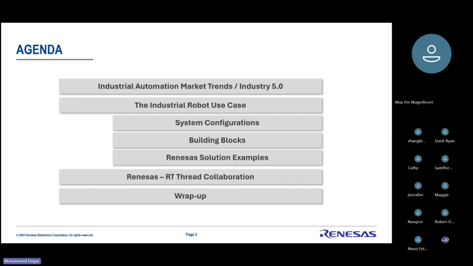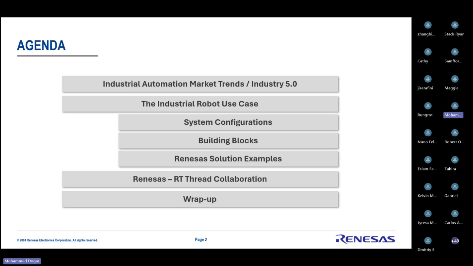So I'm going to be touching on a few key areas today. Certainly want to talk about the market trends, and I'll explain what's happening in the evolution in the industrial space reaching 5.0, and then I'll dig a little deeper into the industrial robot use case. What are the key system configurations? What kind of building blocks do we need? And more importantly, how Renesas can help achieve these solutions, and what we're doing with our partner RT Thread in terms of our collaboration, and I'll wrap up. There'll be some time for questions, but feel free to post them on the chat as well. I have my colleagues also joining, and they can also take, or I can answer those questions.